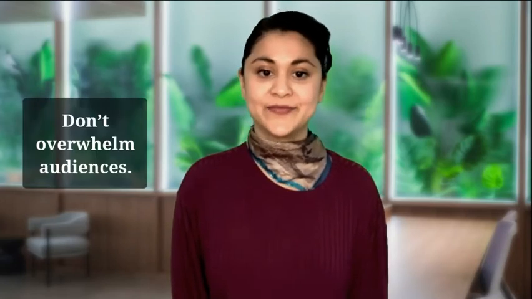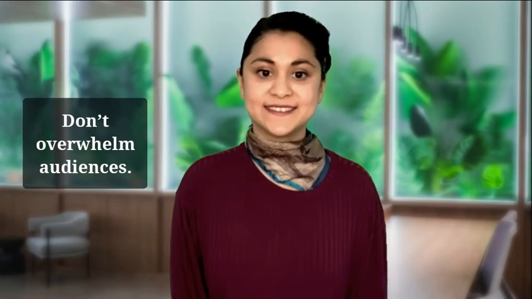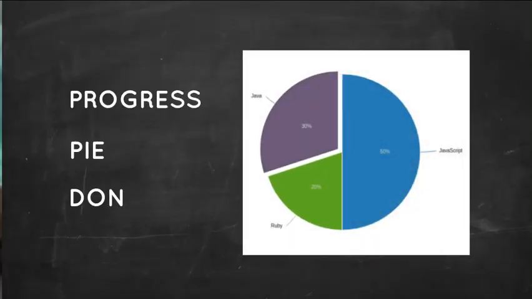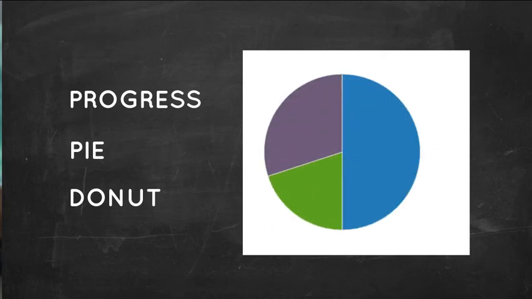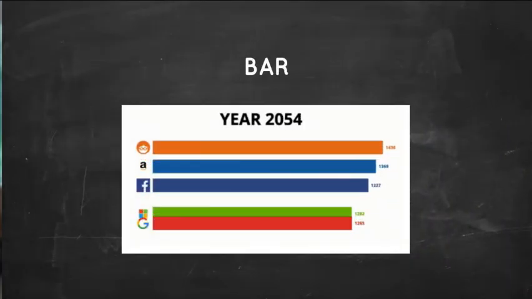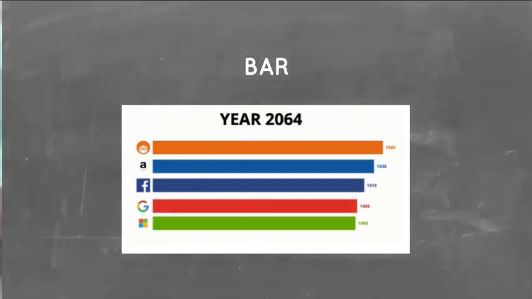A good technique for helping your audiences understand your data story is not to overwhelm them. Just keep it simple. For example, if you have a moving progress, pie, or a donut chart, just include one or a few slices that are easy to read. If you have a moving bar graph, just include a few columns that are easy to scan.